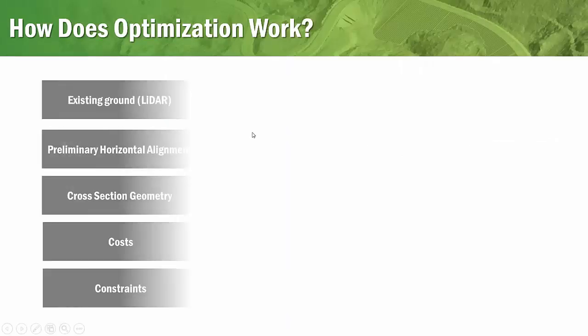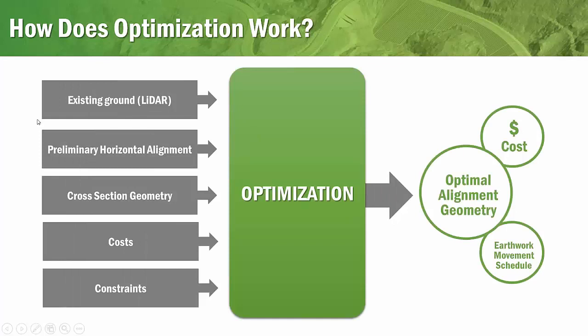How does optimization work? Basically, you get some ground. You have to have some ground information. You have to have at least a horizontal alignment. You can also have a vertical alignment. You have to give it some cross-section geometry, pump in some costs, put in some constraints, run it through the optimization technology, and out comes the optimal alignment, as well as the costs of the road and the earthwork movement schedule.